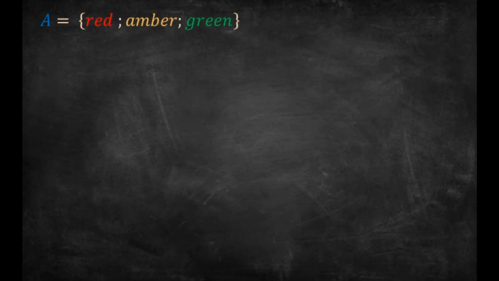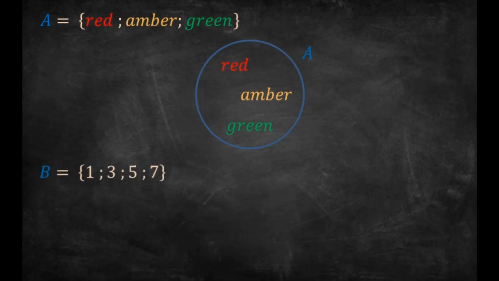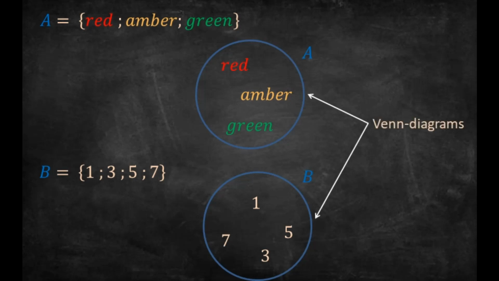Let's again look at the set A, which consists of the objects red, amber, and green. Instead of using curly brackets to denote a set, we can also use a circle and write the objects inside the circle. Let's say B is the set consisting of the objects or numbers 1, 3, 5, and 7. We can draw a circle for the set and then write the numbers 1, 3, 5, and 7 inside the circle. This is known as a Venn diagram. We can also use a rectangle or an oval to denote a Venn diagram.